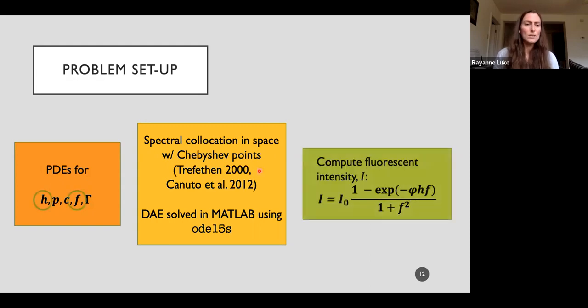And then from this, there's an equation that relates tear film thickness and fluorescein concentration and fluorescent intensity. So once we solve the system, we compute fluorescent intensity, and then this gives us something to compare to the experimental values that we extract from the videos.